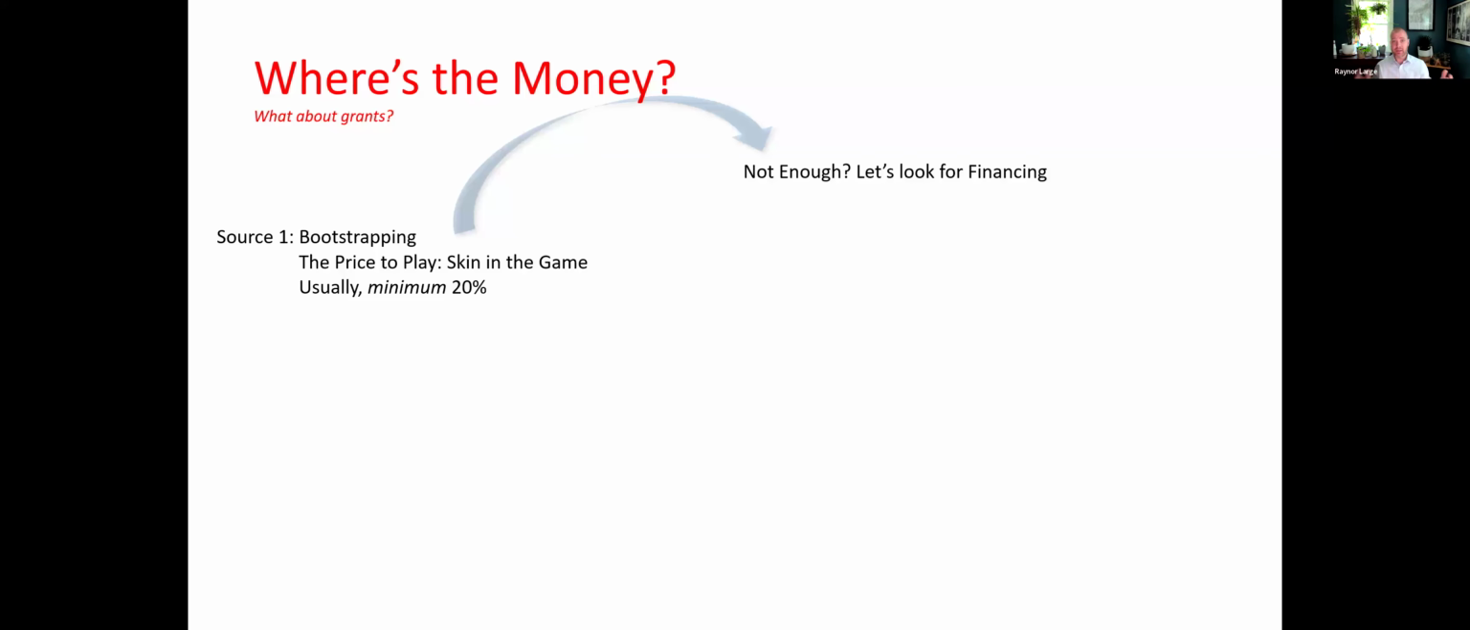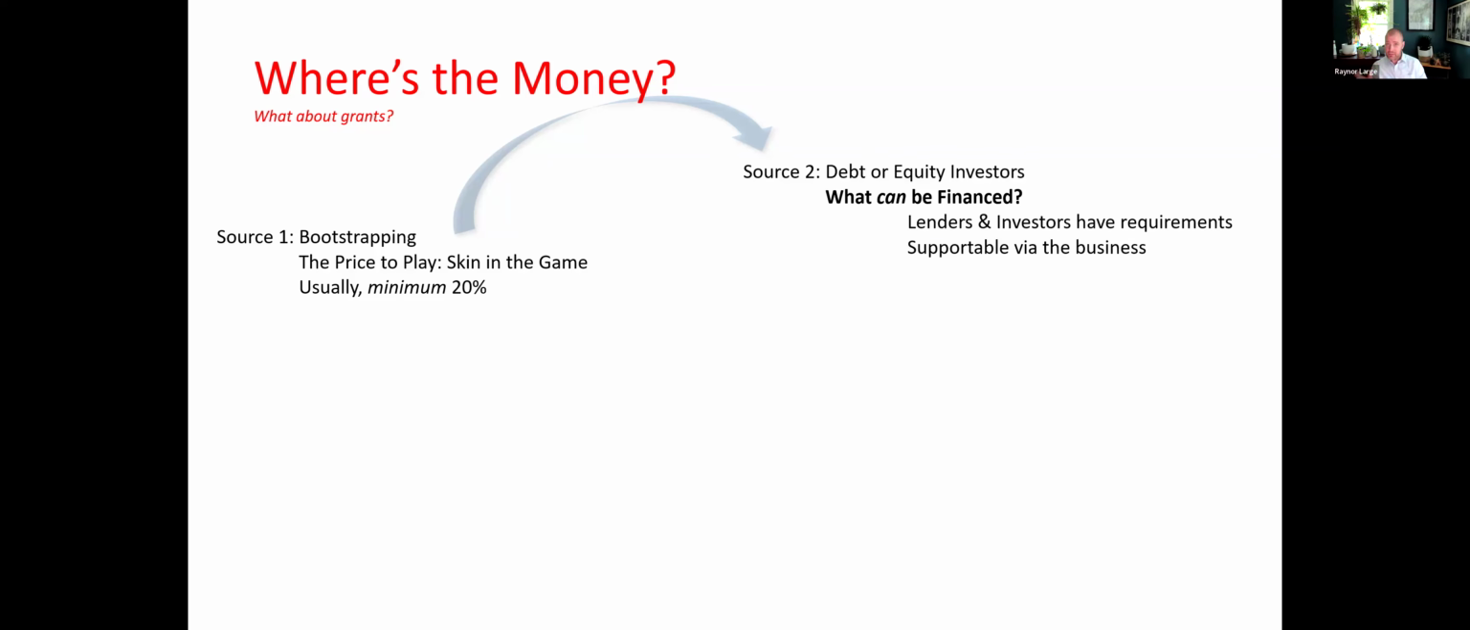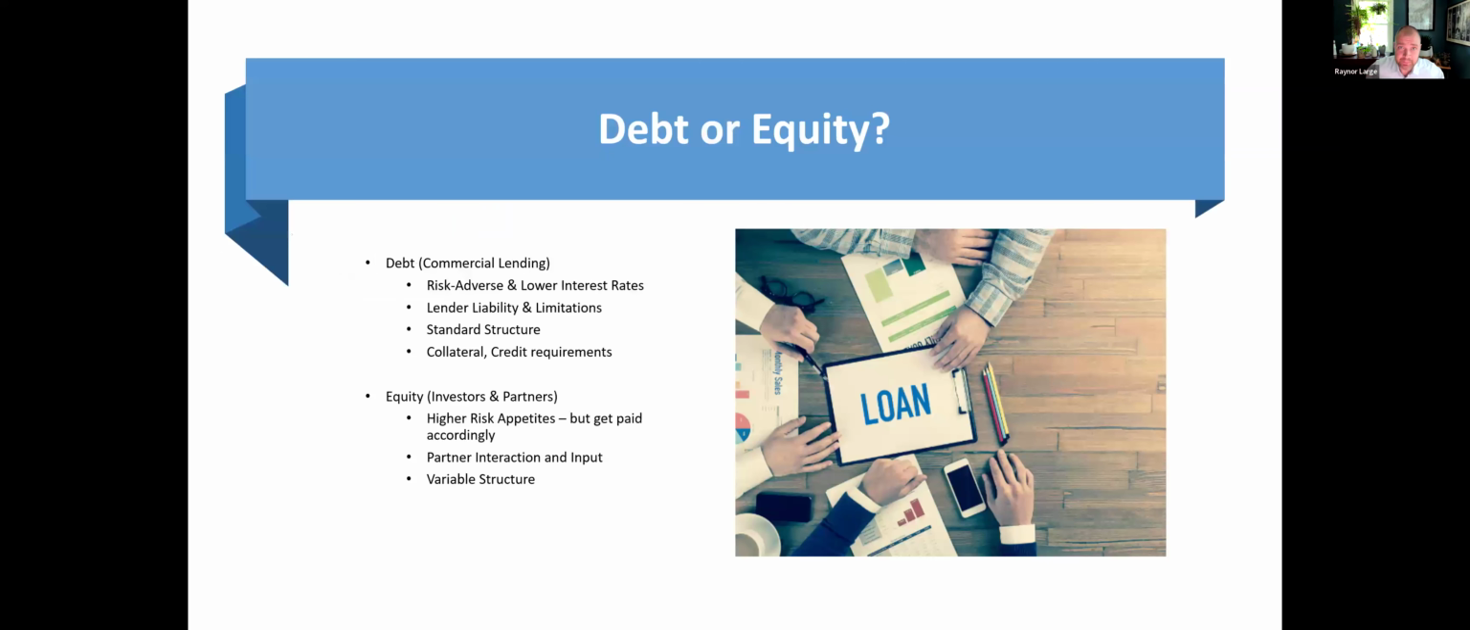What's next? So if I have 77,000 and I have 20,000 of my own, then I need 57 more. And so that we can look for financing, right? So what can be financed really relies on the investor's appetite and the lender's underwriting requirements, right? And that really hinges on what is supportable through the business.